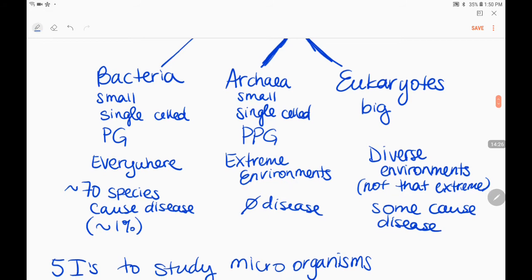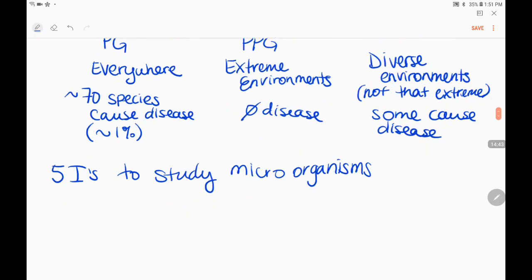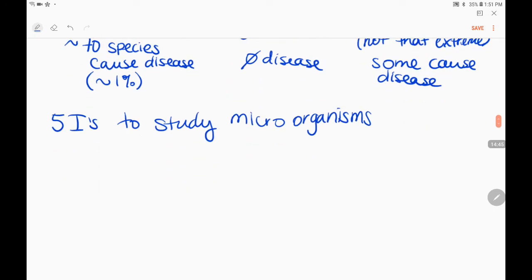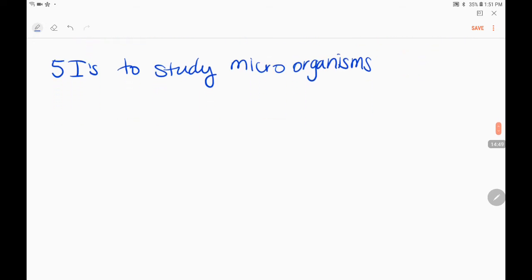one of the groups that we study that we're going to cover in this class are the helminths. They're worms. They do have a microscopic lifestyle, and we also talk about mosquitoes a little bit because they carry, like, the Plasmodium parasite that causes malaria. So we do talk about a couple other large eukaryotes. So they wouldn't be applicable to the 5 I's, but everything else will. So our 5 I's.